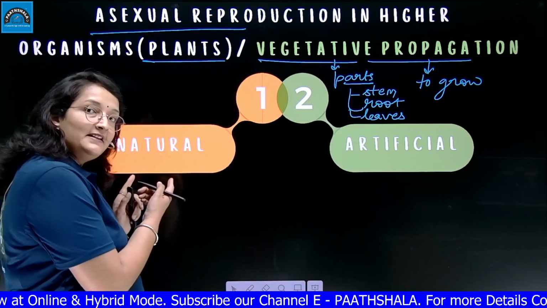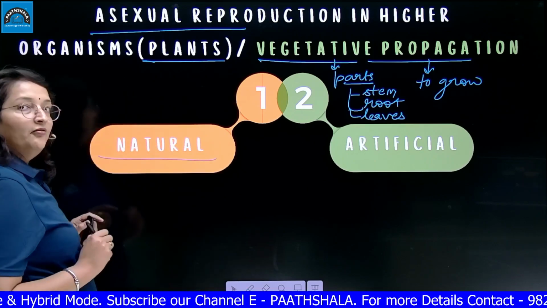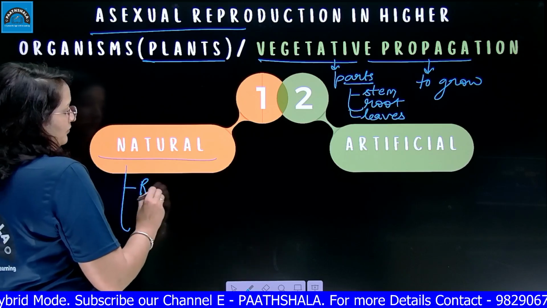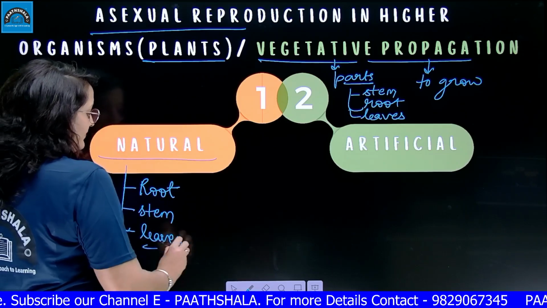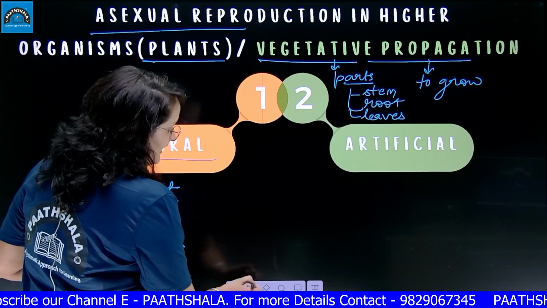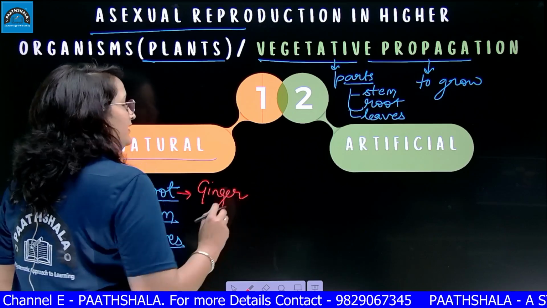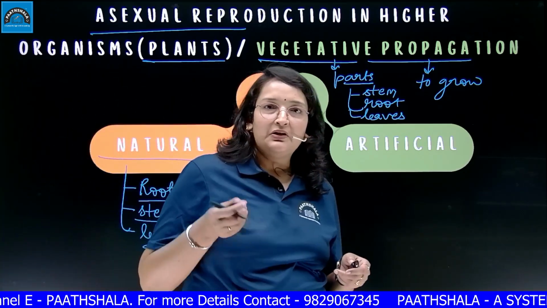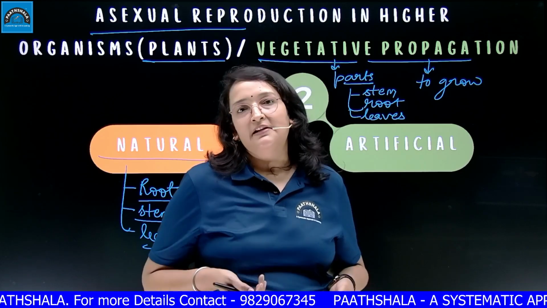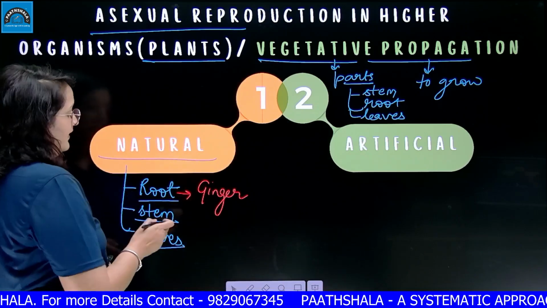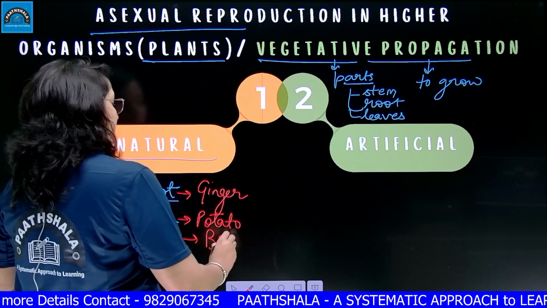Now what is important? Vegetative propagation takes place in nature and it can be done artificially. Naturally, in nature, vegetative propagation is by root, stem or leaves. What we have to remember are the examples. As I told you, in this chapter examples are very important. For root, we will take the example of ginger. If you take ginger and dig it into the soil, then after a few weeks you will find new baby plants generating from the ginger node. For stem, we take the example of potato. And for leaves, we take the example of bryophyllum.